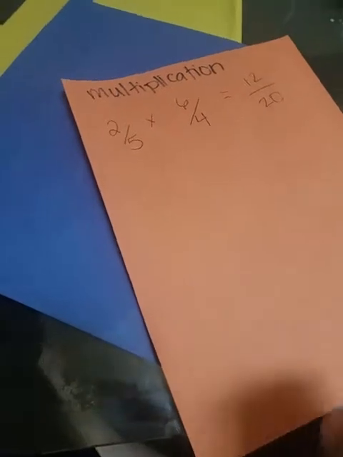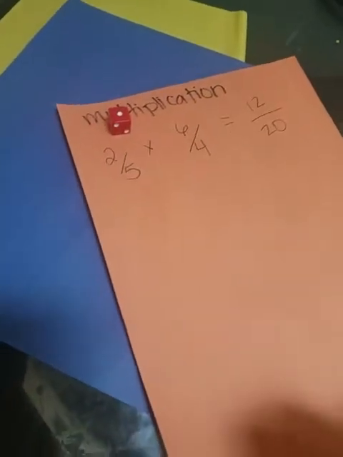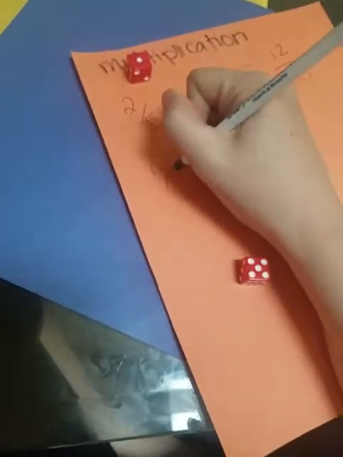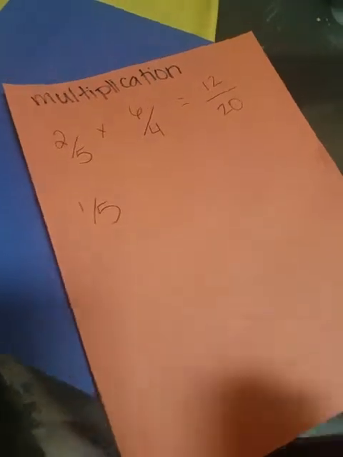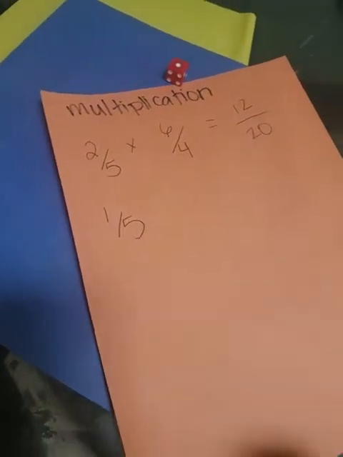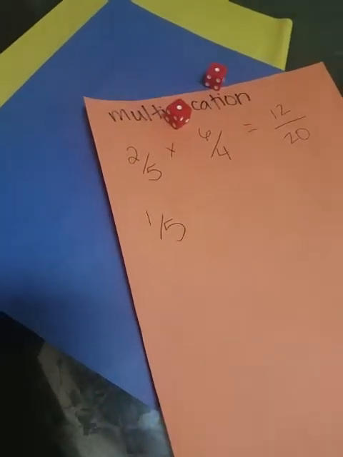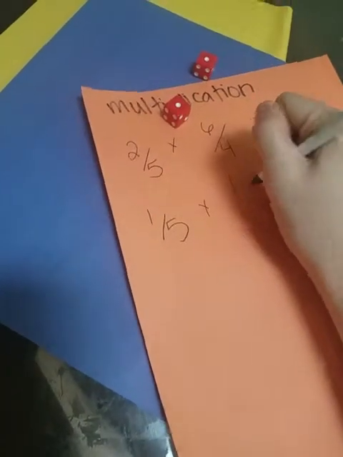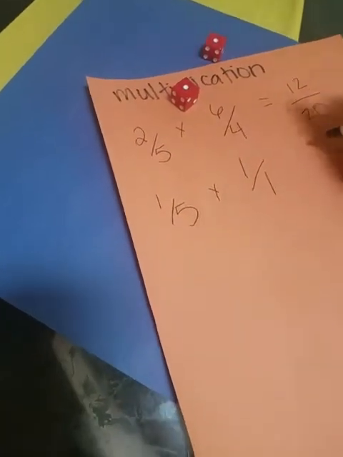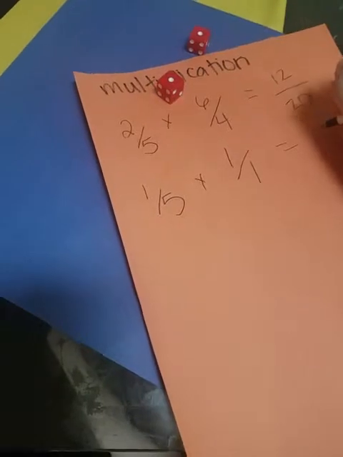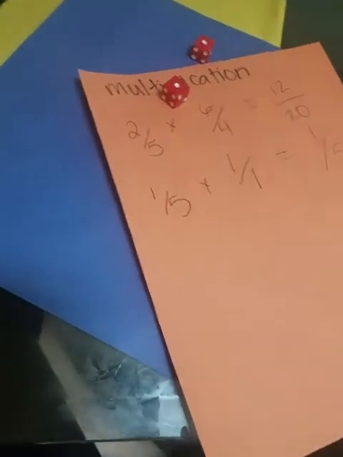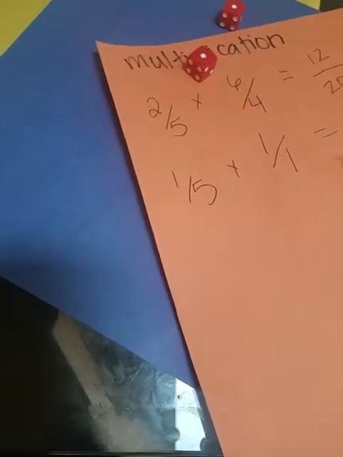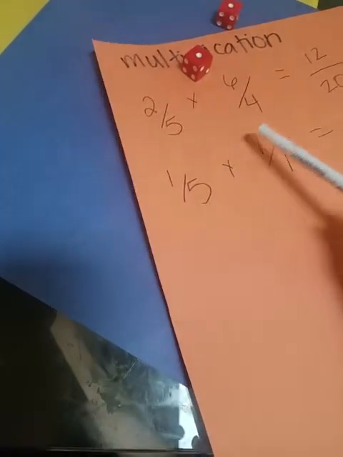Our second equation is going to be 1 fifth times 1 over 1. So this is going to equal 1 fifth, because 5 times 1 is 5, and 1 times 1 is 1.